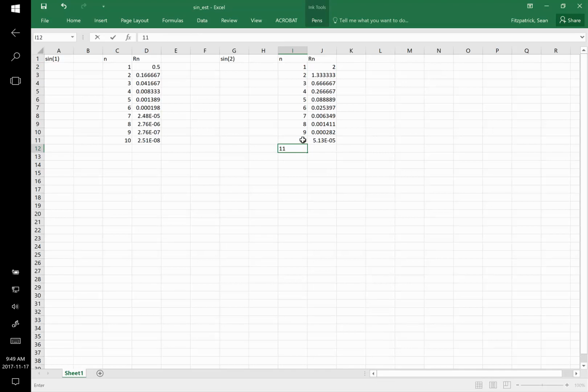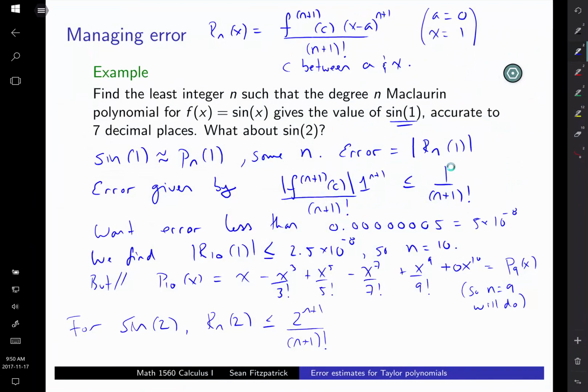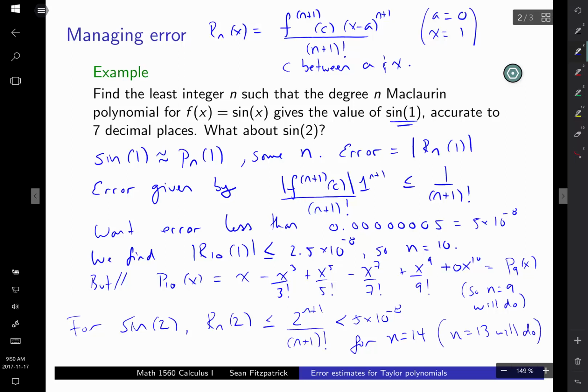That gives us 4 decimal places, maybe 11, 12, not there yet, 13. Well, now we've got 10 to the minus 7, but that's still affecting that 7th decimal place, so we've got to keep going. 14, there we go, 10 to the minus 8, 2.5 times 10 to the minus 8. So again, we find that this is less than 5 times 10 to the minus 8 for n equal to 14. And again, because only odd powers show up in my tailored polynomials, n equals 13 will do.